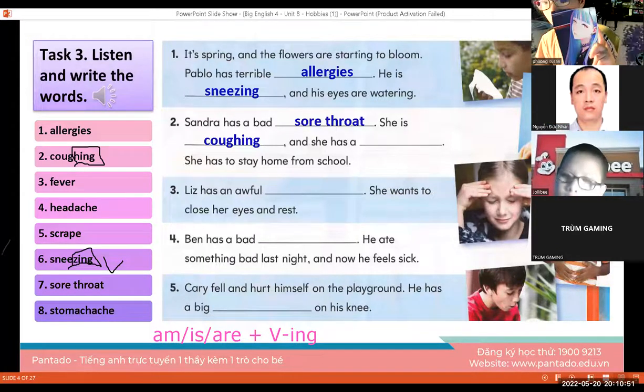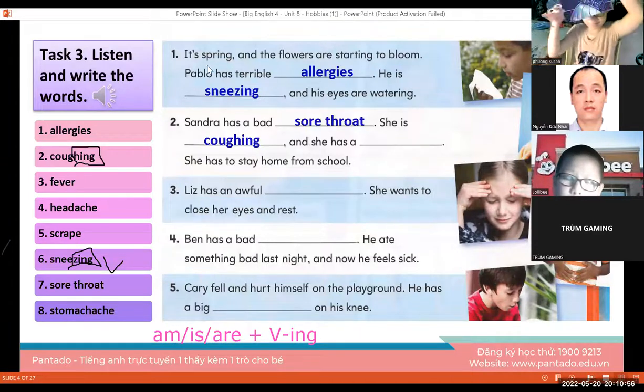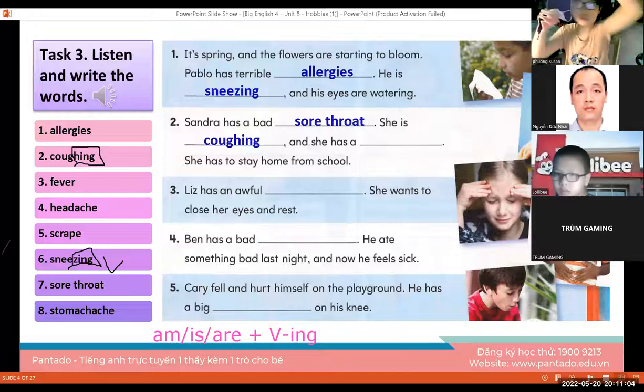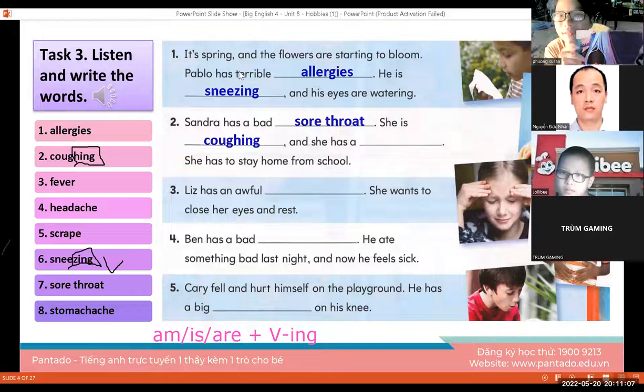Ở đây danh từ thì con thấy nè, nó sẽ đứng sau những cái an nè. Cô ấy bị cái gì? Has allergies. Has a bad sore throat. Okay. Như vậy ở đây sau is mình chỉ có thể chọn được đúng một từ coughing thôi. Bởi vì sneezing là mình đã chọn cái câu số 1 rồi.